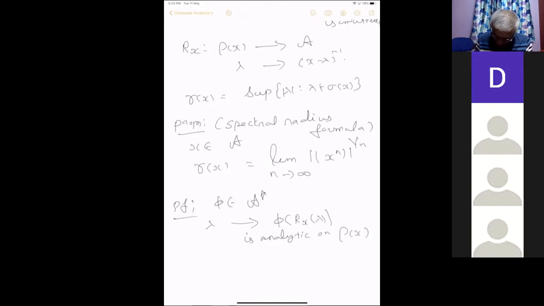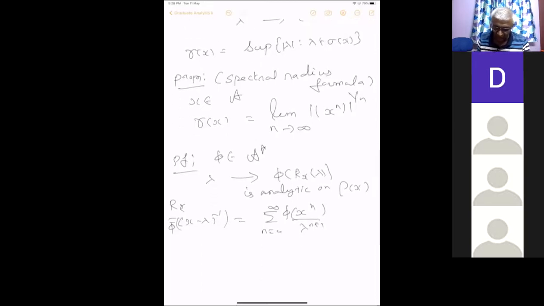Further, we proved that (x minus lambda) inverse, which is R_x, is equal to the sum for n equal to 0 to infinity of x power n by lambda power n plus 1. If I apply phi here, phi is continuous and linear, and you can insert the phi inside. So phi of x power n is a number which does not depend on lambda. So the function is lambda going to this. This is the Laurent series expansion.